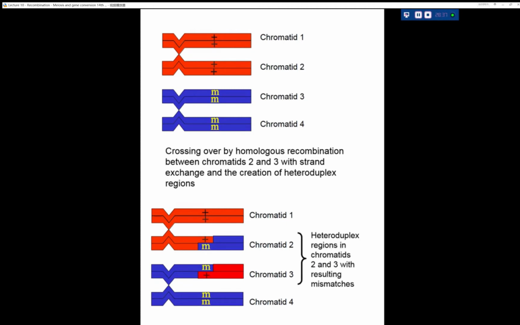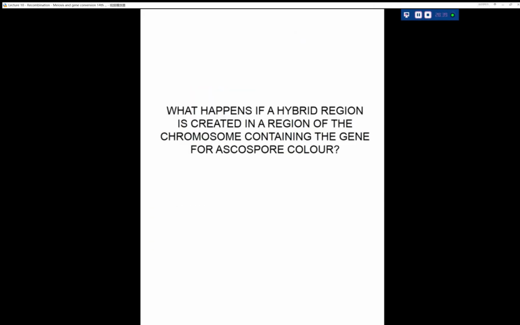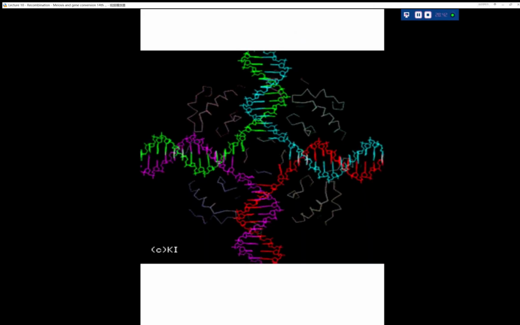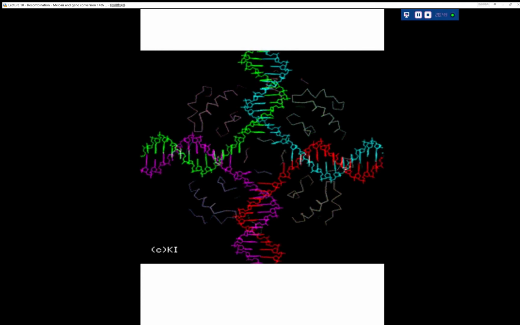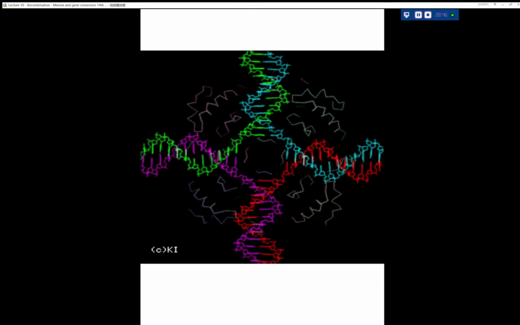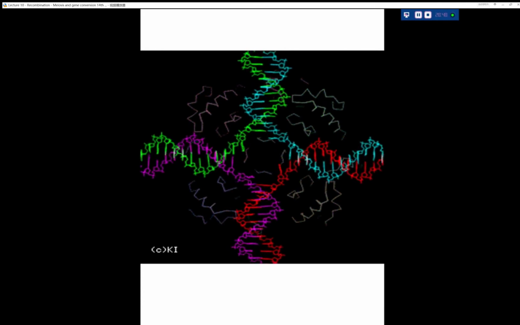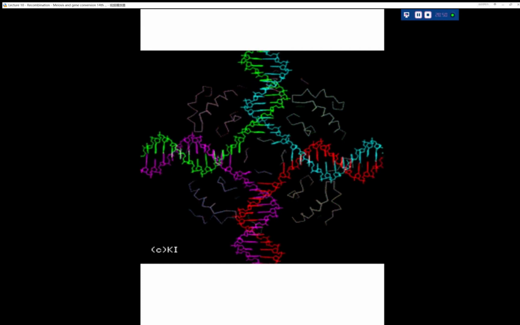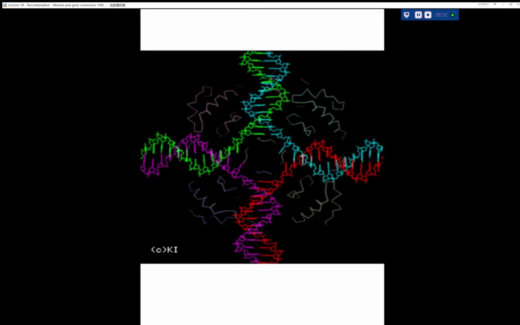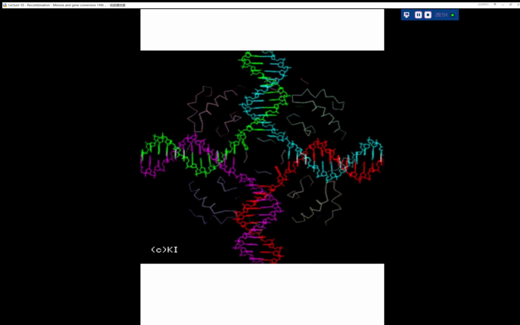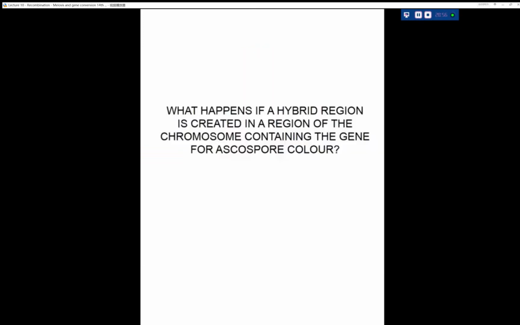That will result in mismatches. So if we go back to this sequence here, imagine this is the wild-type DNA feeding in, and this is the mutant DNA feeding in, and you've got that base pair substitution. That will create, at that position, a mismatch when those strands are zipped back up again.